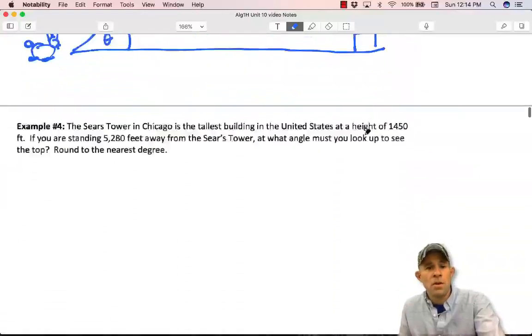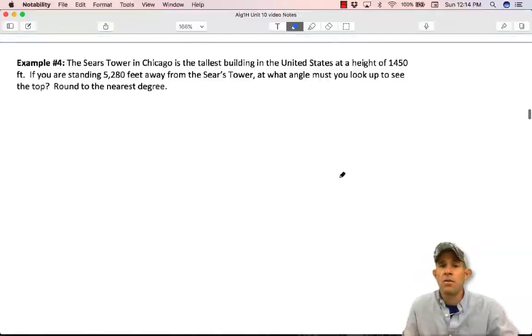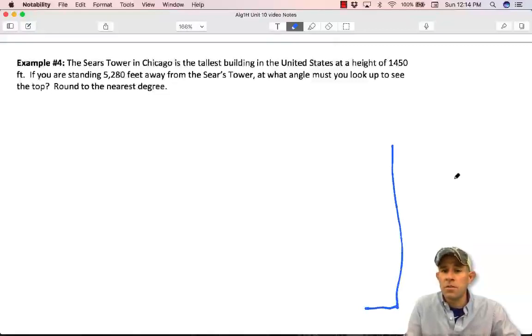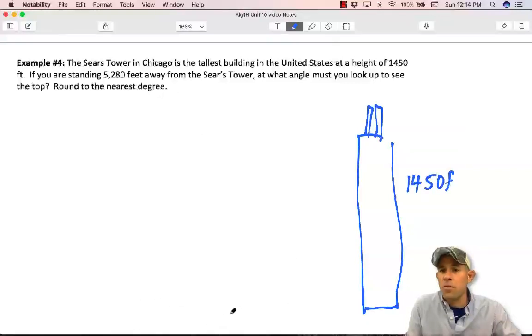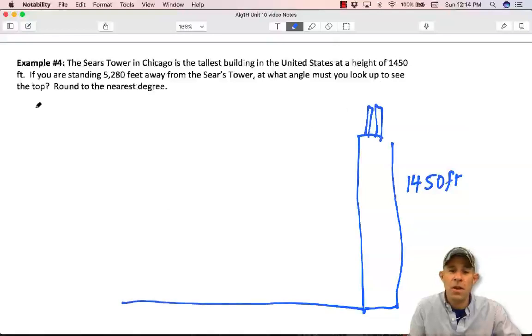All right, example 4 puts us in Chicago, the tallest building in the United States at 1,450 feet. So we'll just draw a nice little building here. Sears Tower's got a couple antennas on the top, and that distance off the ground there is 1,450 feet. All right, next we are planning to stand 5,280 feet away, which is exactly 1 mile, but we're going to measure that in feet to keep our units the same here. And we want to know at what angle must you look up to see the top.